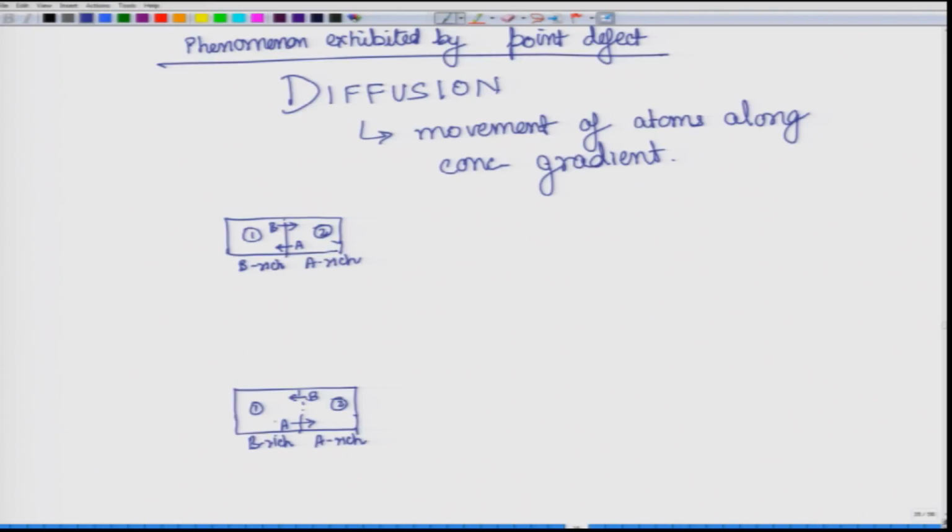So, this is something that you are probably not very familiar with, and you would think that this is not really diffusion. This is what is called uphill diffusion. This is more common. This is less common. This is along the concentration gradient. This is against the concentration gradient.